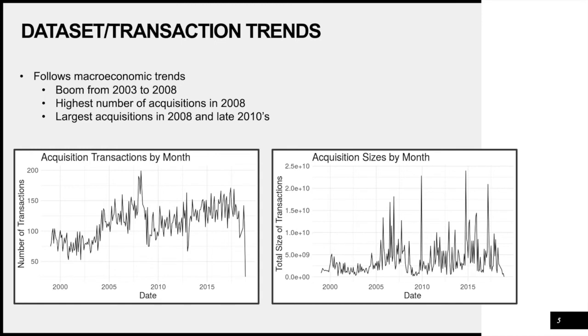These two graphs visualize the acquisition trends seen in the dataset used for this study. The graph on the left shows the number of acquisitions per month, and the graph on the right shows the total acquisition value per month.